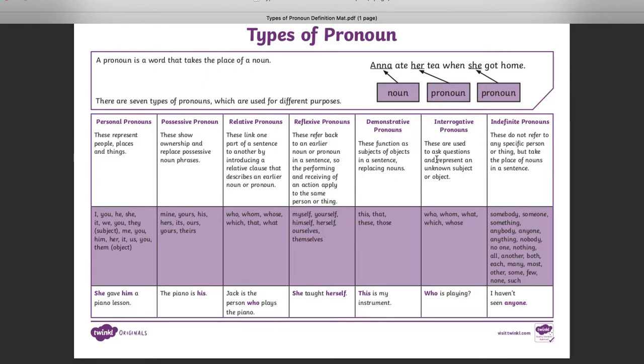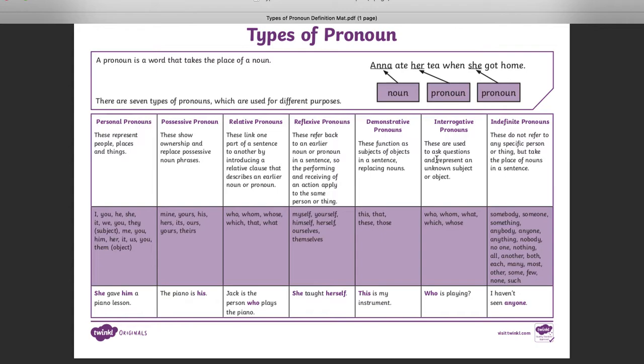Then you have interrogative pronouns. These are used to ask questions and represent an unknown subject or object. Who, whom, what, which, whose. Who is playing? What is that? Whose ball is that? Which one of you is making that noise?